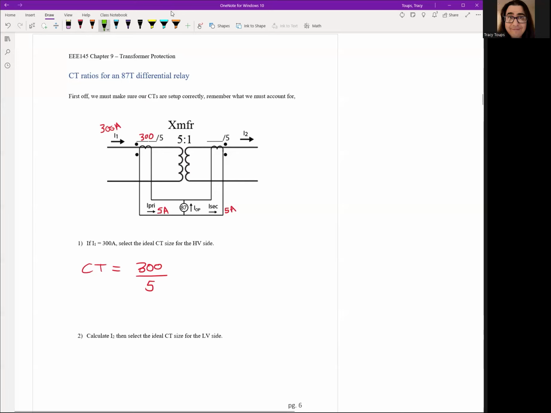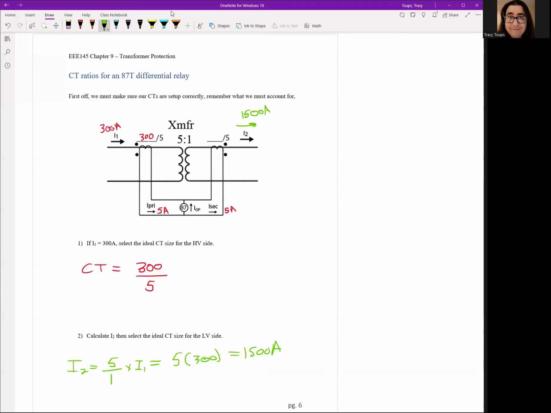Okay. We could calculate I2, same idea. Now here's one. So we know we have 300 amps on I1. What's I2 going to be? Well, we know it's a 5-to-1 ratio. So we know I2 is going to be 5-to-1 times I1. Okay, this is your standard turns ratio. And this will be 5 times 300, which will be 1500 amps. So we know that the current coming out of transformer on the low voltage side is 1500 amps.